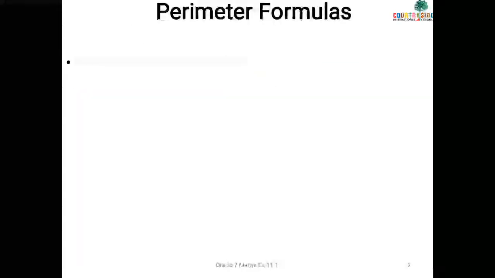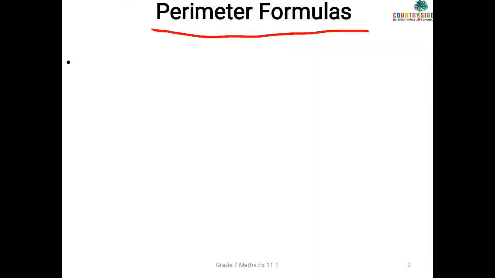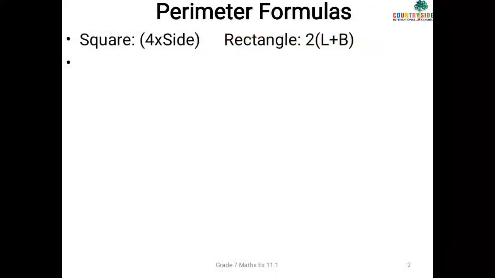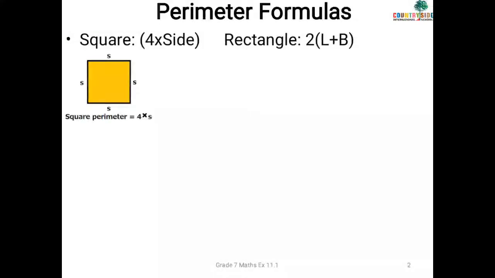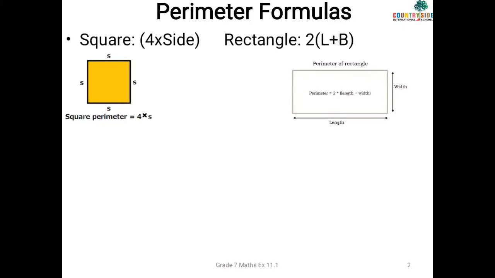Okay, now let's see the important topic, that is the formulas of perimeter. Once your formula is clear, you can easily solve all the questions from this chapter. So let's see the formulas. The first one, we have the square. So the perimeter of a square is 4 into side, because a square has 4 sides. Now what about rectangle? That is 2 into (length plus breadth), because we have 2 lengths and 2 breadths.